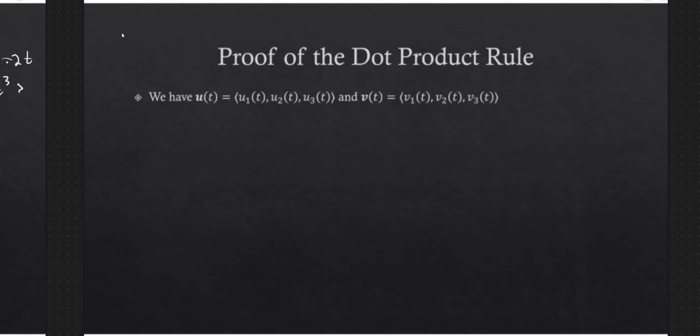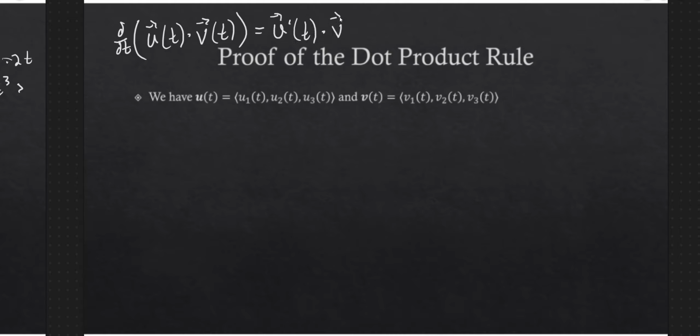So I want to prove that the derivative, d dt, of the dot product of two vector valued functions is derivative of the first dot the second plus the first dot the derivative of the second. So I want to prove this. Well, how do I actually know this is the rule, right? How do we deduce this?